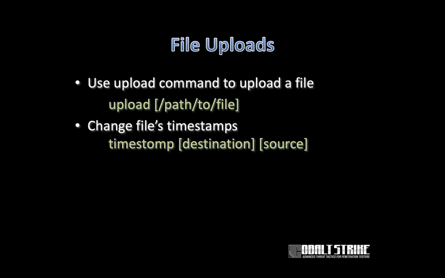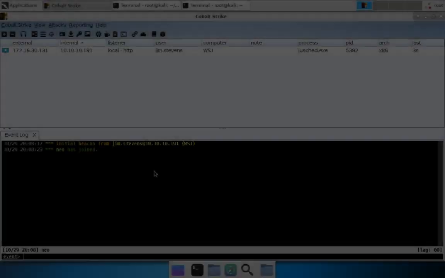To upload a file, use the upload command. Just give the local path to the file, and Cobalt Strike will push that over to the target. If you want to change the timestamps of the file to make it blend in with something else on the target, use the timestomp command. Timestomp will update the MAC values for the file, so modified, accessed, and created. And you do not need special privileges to do this. You just need write permission for the file.